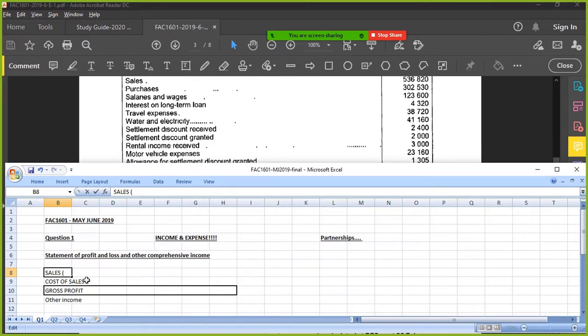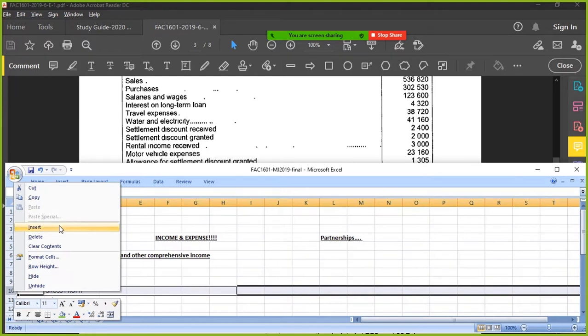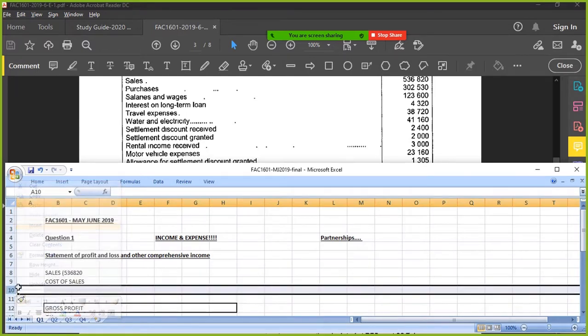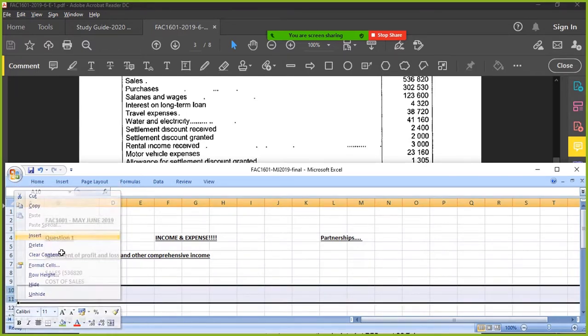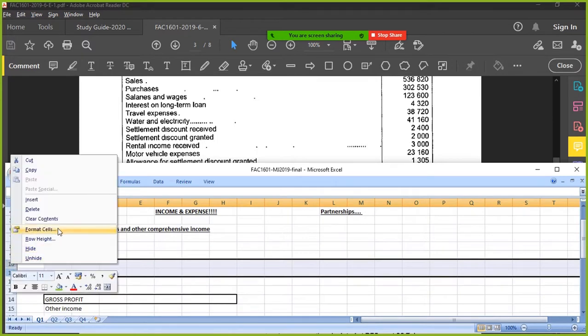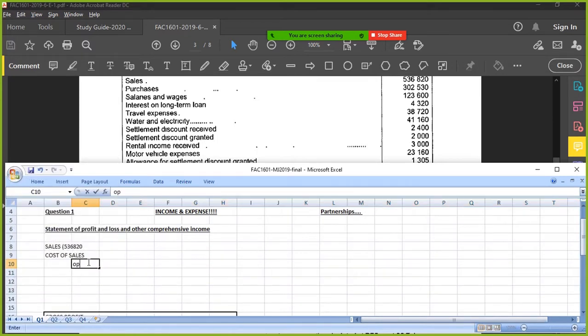So 5, 3, 6, 8, 20. Salaries and wages, purchases, I need. We have to do the same thing as before. I'm going to have to add lines here. Opening stock, why? See, exam technique. As soon as I read the word purchases, I'm thinking periodic.